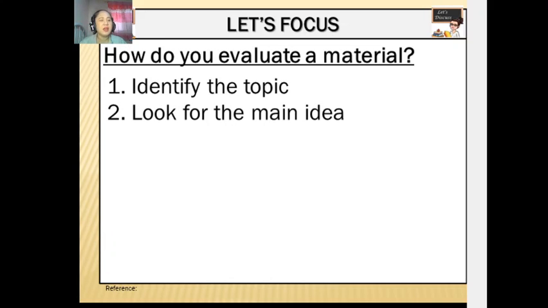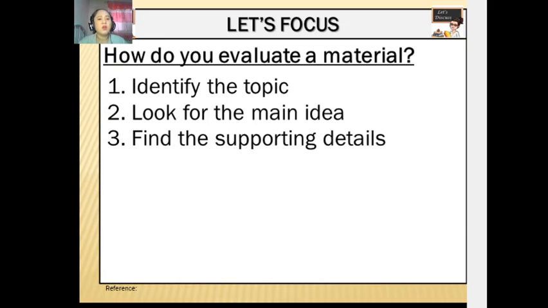The second thing that you need to do in evaluating material is to look for the main idea. The main idea is usually a sentence that contains the topic. It also reveals what you think about the topic is. Number 3 is that you have to find the supporting details.